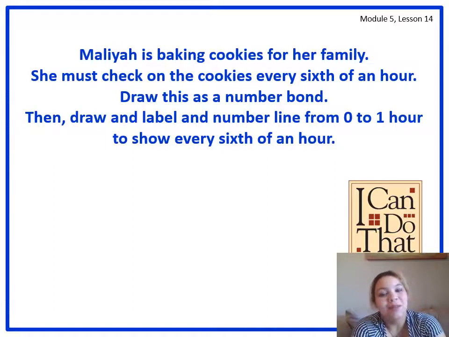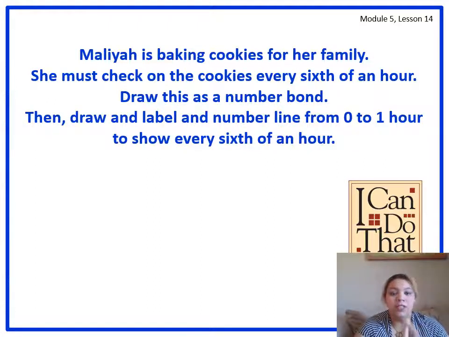It says, Maliyah is baking cookies for her family. She must check on the cookies every 1/6 of an hour. Draw this as a number bond, and then draw and label a number line from 0 to 1 hour to show every 1/6 of an hour. All right, so let's go ahead and think about that.